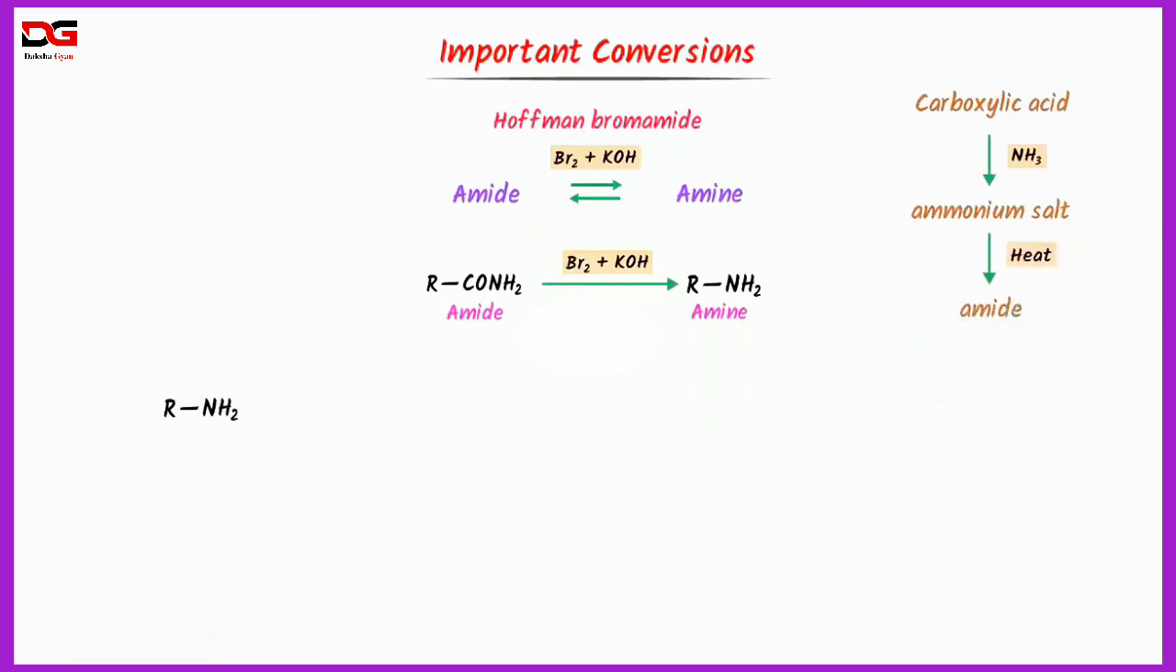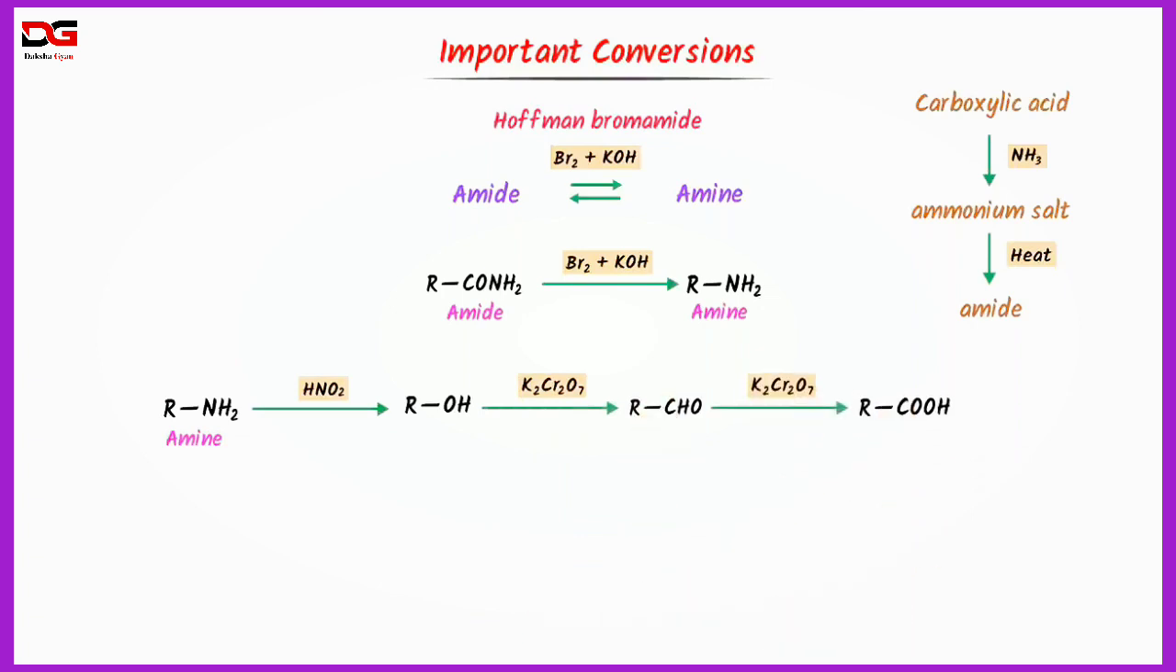So I will convert this amine to alcohol. We have already learned that if we add nitrous acid to amine, it will convert to alcohol. Now I will oxidize alcohol to get aldehyde. Also, I will oxidize aldehyde to get carboxylic acid. Now according to these steps, I add NH3 to carboxylic acid.